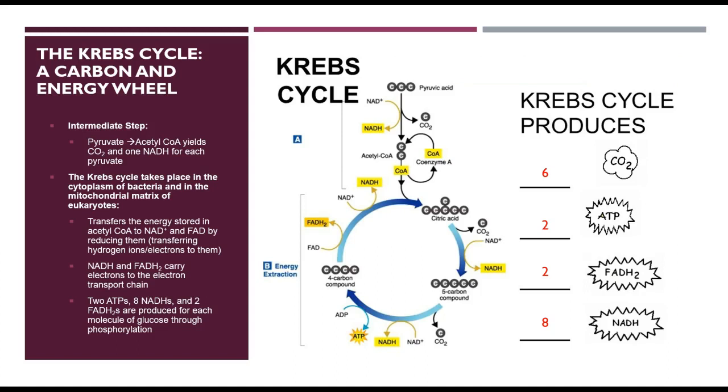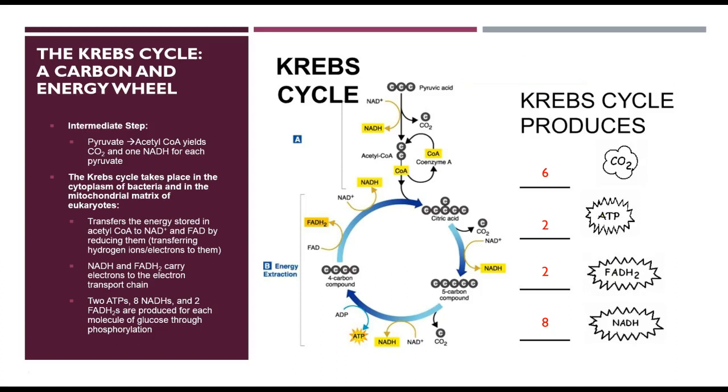Acetyl-CoA will enter the Krebs cycle, and that 2-carbon molecule is going to bond to the 4-carbon molecule that is found in the cycle and produce citric acid. Citric acid is going to be broken down a little bit. We're going to lose a carbon dioxide molecule, and we're going to produce another NADH from that reaction. So now we've moved from 6 carbons to 5 carbons. We're going to lose another carbon dioxide molecule and gain another electron carrier, NADH, and form 1 molecule of ATP.